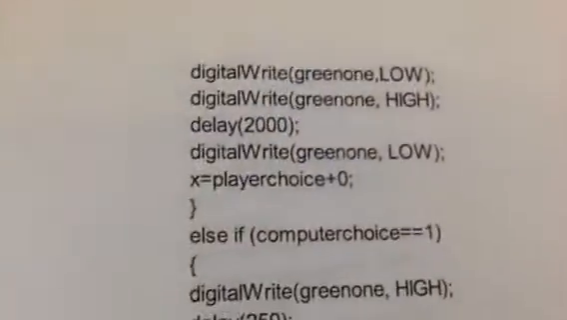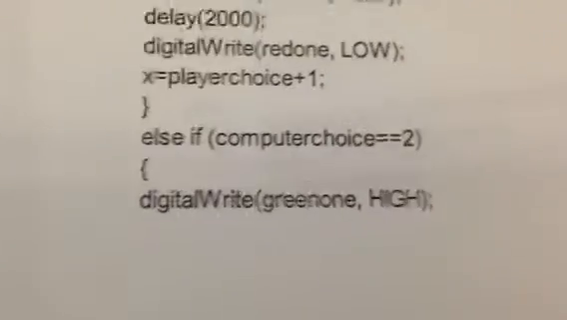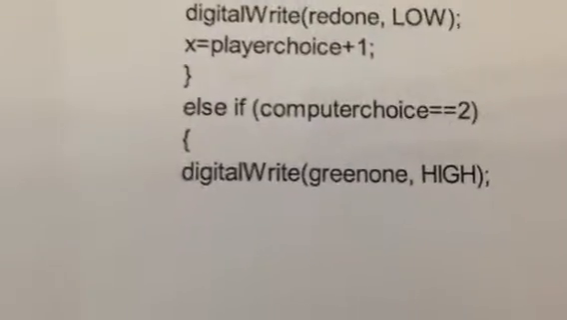Then we have LED signals that signify the choice of the computer. If the computer chose 0, our LEDs will do a certain dance, which is rock. We also have a counter, player choice plus 0, which decides who wins at the end. I'll explain that. If computer choice is 1, that means it chose paper. We have our counter down here, player choice plus 1. Otherwise the computer chooses 2, which is scissors. Then we have the LED dance, and the counter player choice plus 2.